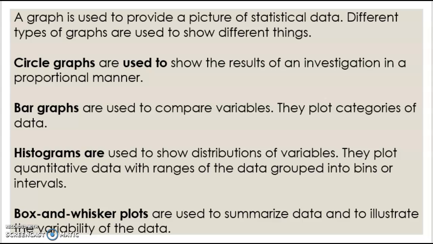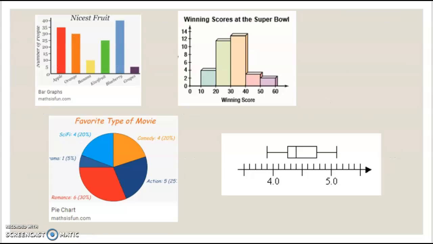Box and whisker plots are used to summarize data and to illustrate the variability of the data. How far does this stuff vary? Was it low? What's the high? What are the middle numbers? Everything else just shows what is. Box and whisker plots actually show the variability. Here's what they look like.